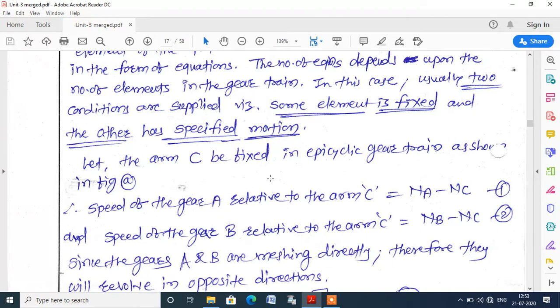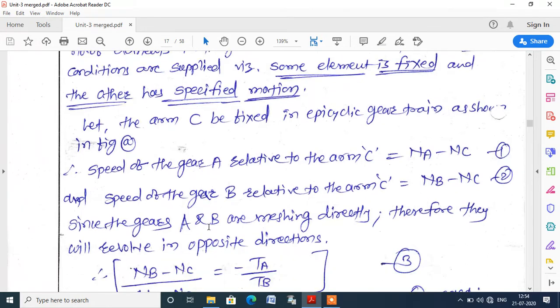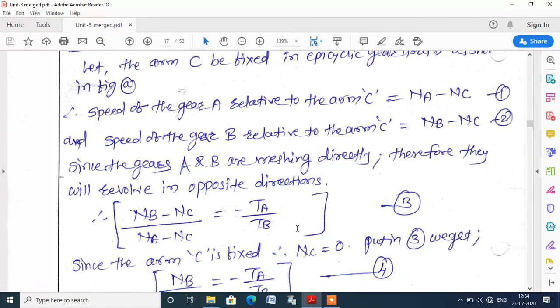Now let the arm C be fixed as shown in figure. Therefore, speed of gear A relative to the arm C. So if the arm is fixed, first you have to calculate speed of gear A relative to the arm C, and that can be written as NA minus NC. Equation number 1. And speed of gear B relative to the arm C is equal to NB minus NC. Equation number 2. Now since the gears A and B are meshing directly as shown in the figure, therefore they will revolve in opposite direction.